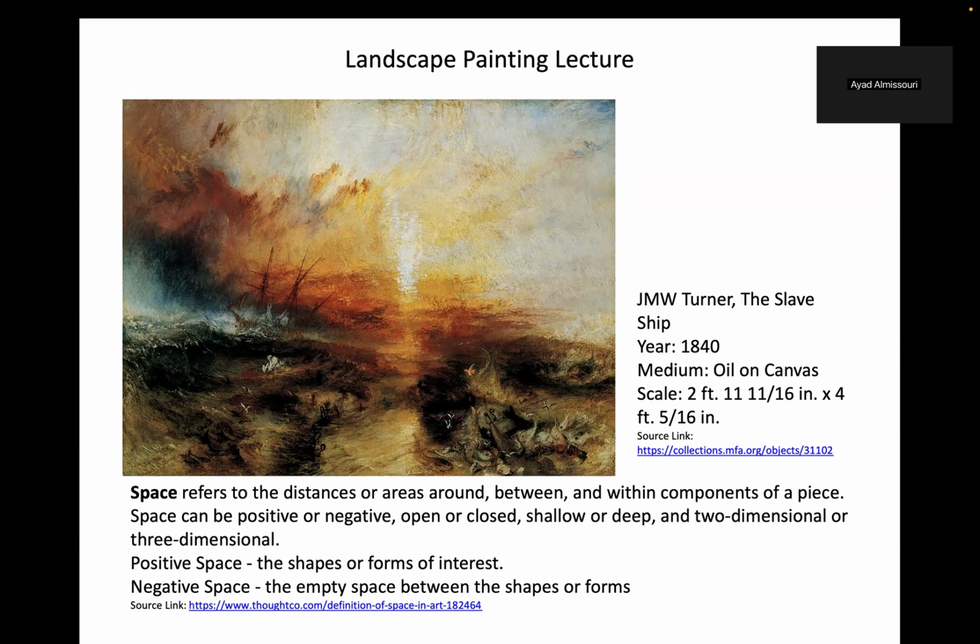J.M.W. Turner's The Slave Ship, done in 1840, which is a large oil painting that he was working on, was a great example of showing us the use of positive and negative space. We have this open sea of a landscape here in the foreground, all the way to the horizon line, which is harder to see from the blurriness of the atmosphere.